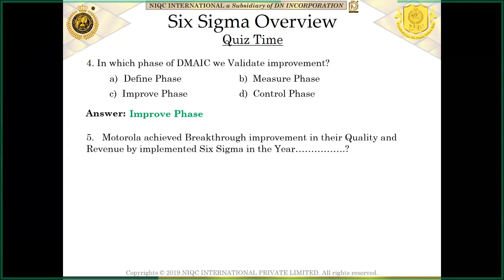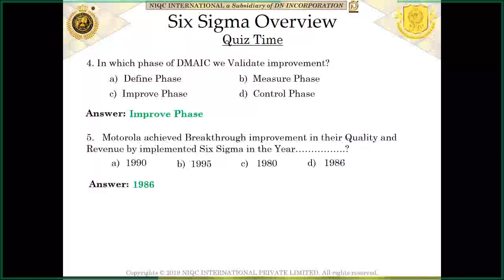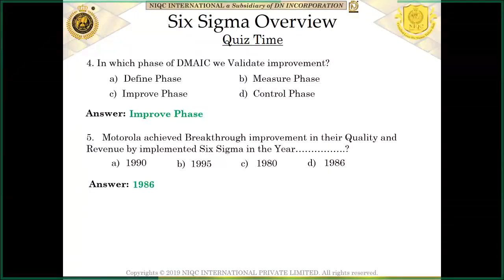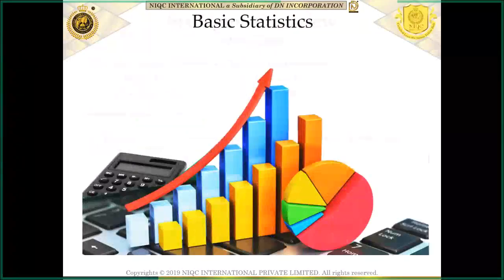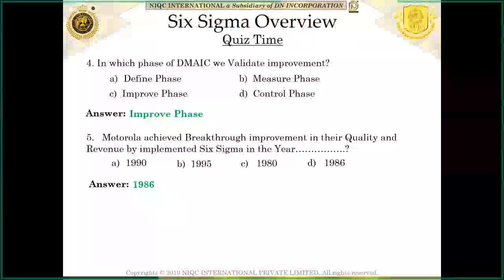Motorola achieved the breakthrough success in the 1980s. It was 1986. Around the 1980s they had a challenge, and when they implemented it, it was 1986. This year you should not forget, 1986. Okay, perfect. Thank you so much. Now we will start basic statistics.